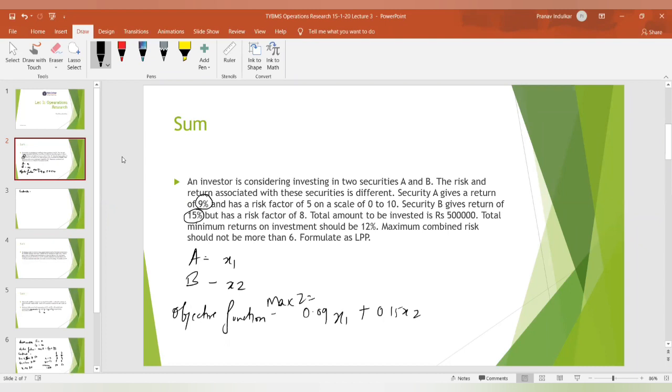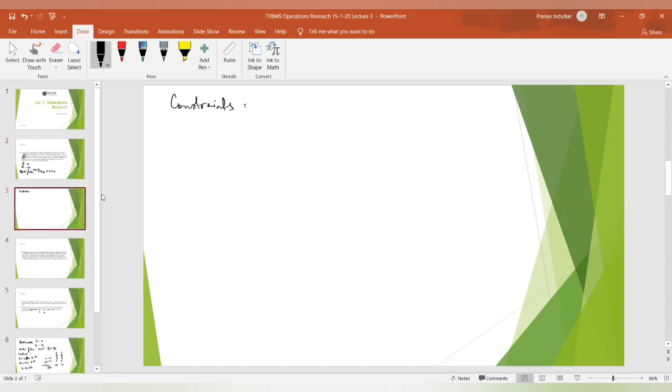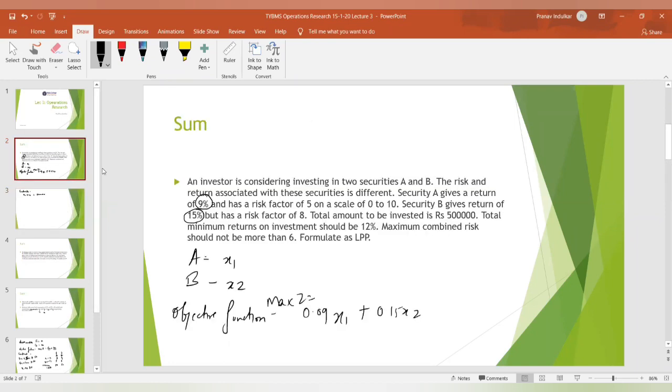Total amount to be invested is 5 lakh. So for the first equation, what are we going to do? Total amount, that is x1 plus x2 is equal to 5 lakhs. There is no less than or greater than sign, because it is clearly mentioned that the total amount to be invested is rupees 5 lakh. Is that clear to all?